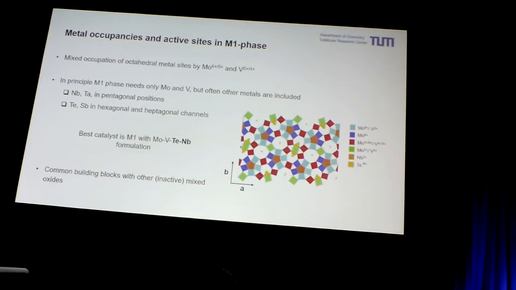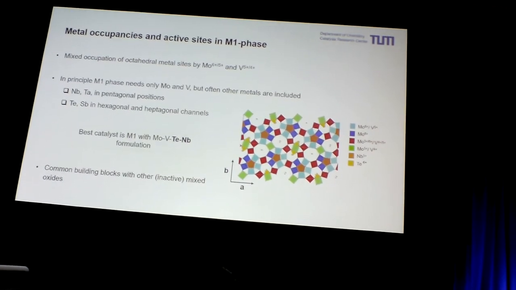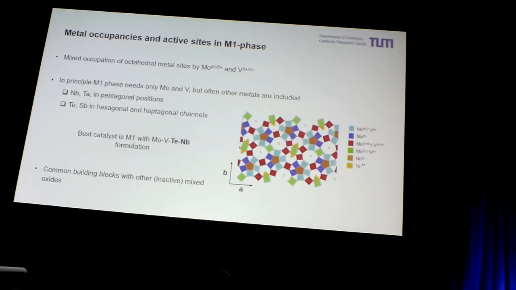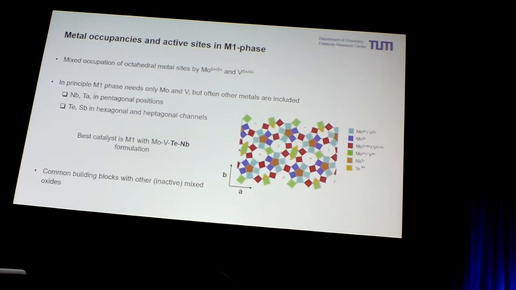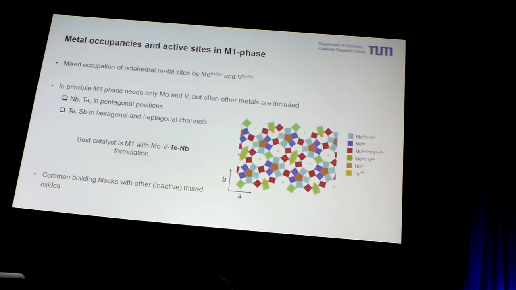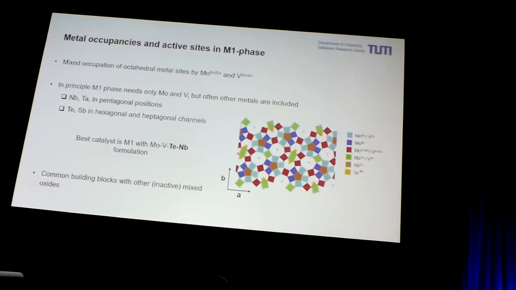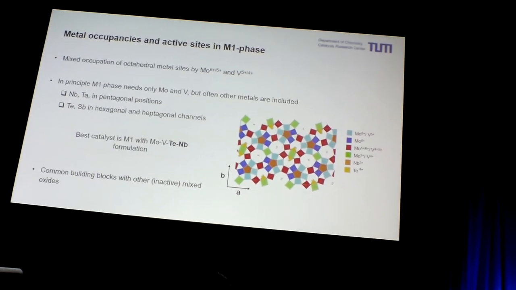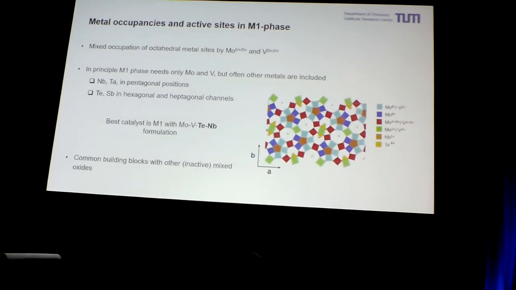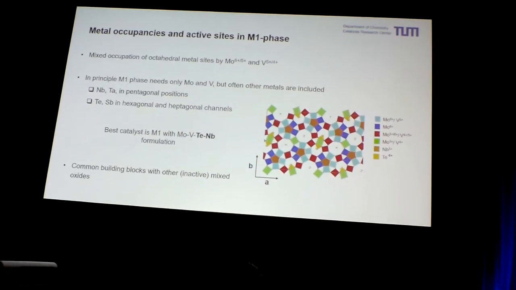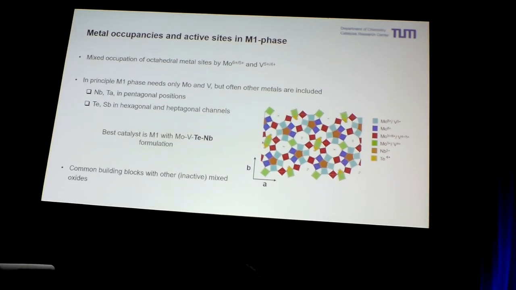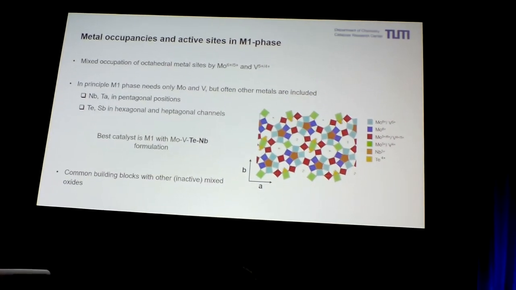For the MoVNbTe formulation, we have the tellurium located in these octagonal and hexagonal channels that are formed by the octahedra. But I have to mention that these channels are usually only partially occupied by these tellurium oxide chains. So not every unit cell contains tellurium oxide. Finally, the niobium is located in these pentagonal units that are in the center.